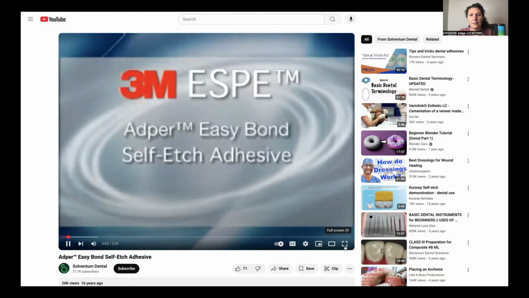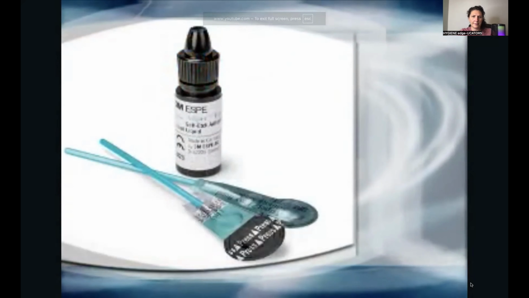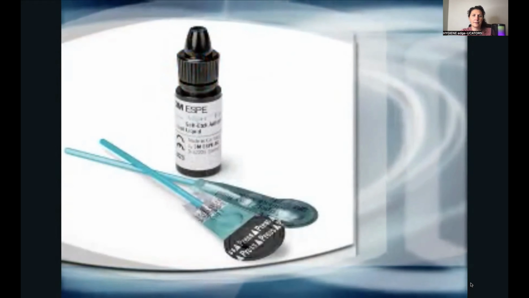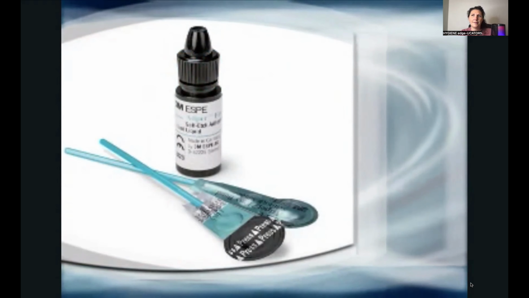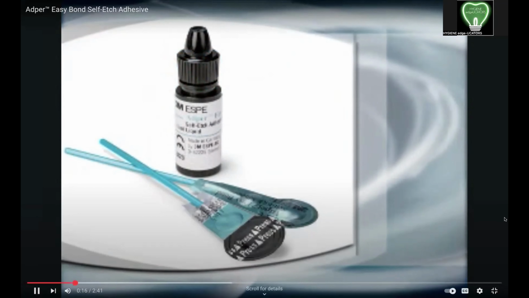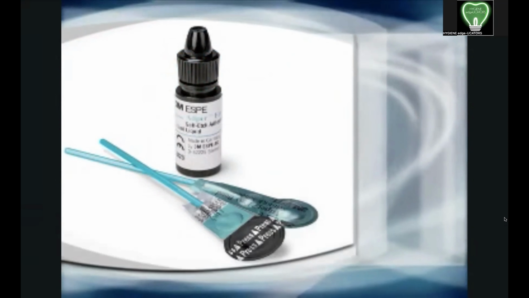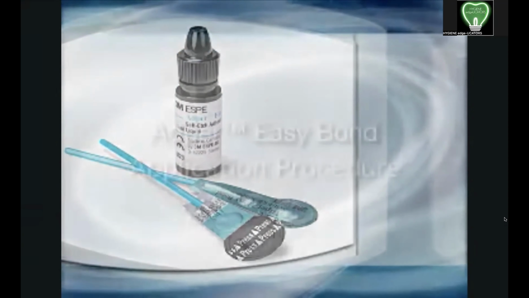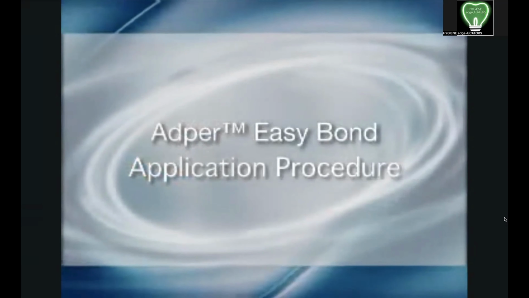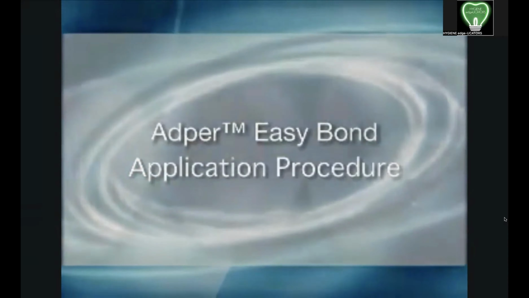AdPer Easy Bond Self-Etch Adhesive is a new one-bottle 7th generation bonding agent from 3M ESPE. AdPer Easy Bond Self-Etch Adhesive offers a very fast application time, along with bond strengths that are greater than or equal to other 7th generation adhesives. In this segment, we will go through the AdPer Easy Bond procedure step by step.